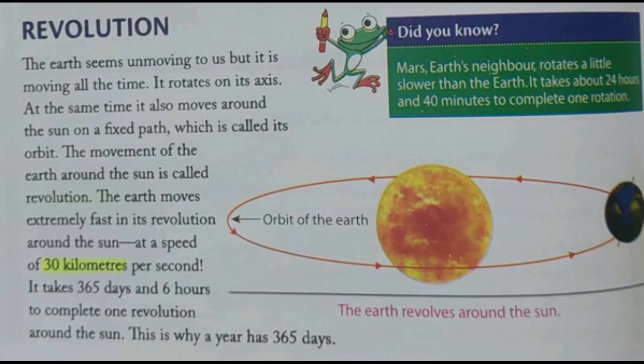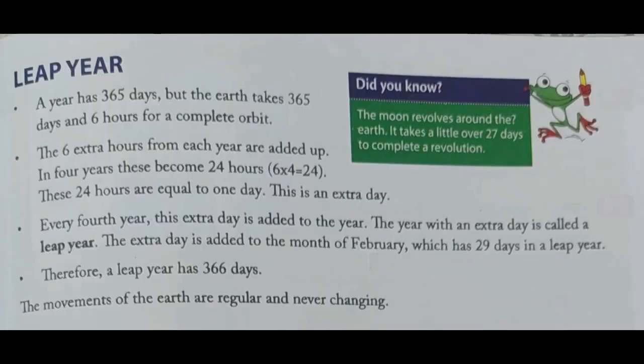The Earth moves extremely fast in its revolution around the Sun, at a speed of 30 kilometers per second. It takes 365 days and 6 hours to complete one revolution around the Sun. This is why a year has 365 days. Did you know? The Moon revolves around the Earth. It takes a little over 27 days to complete a revolution.